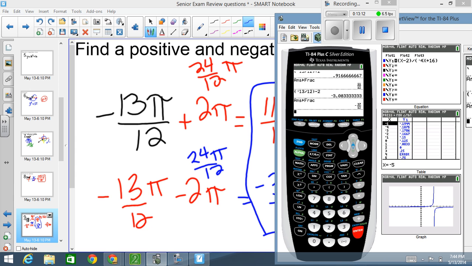So if you kind of leave pi out of it, treat pi as a variable, do the fractional part, change it back to a fraction, your calculator can help you with that as well.